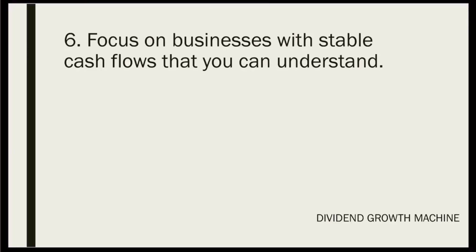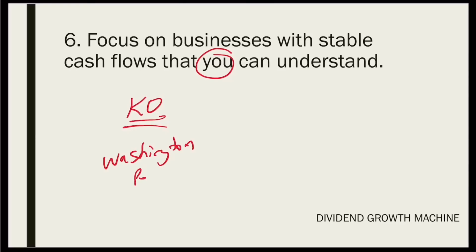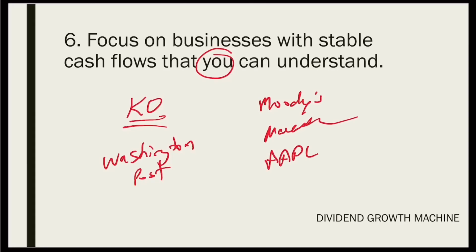And finally, focus on businesses with stable cash flows that you can understand. So Buffett focuses on companies that are pretty boring. His portfolio is Coca-Cola, the Washington Post, Moody's is another one that he owns, Marathon Petroleum, Apple. So all these companies are, maybe at some point they were an exciting growth stock like Apple, but for the most part, these businesses are extremely stable.